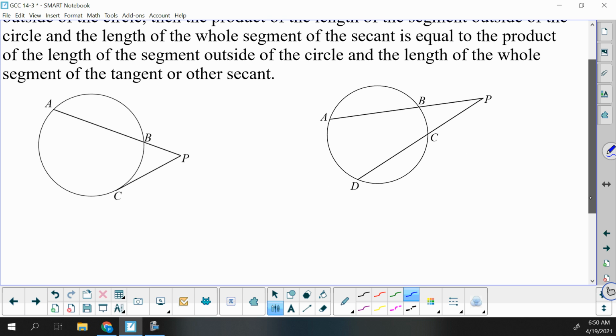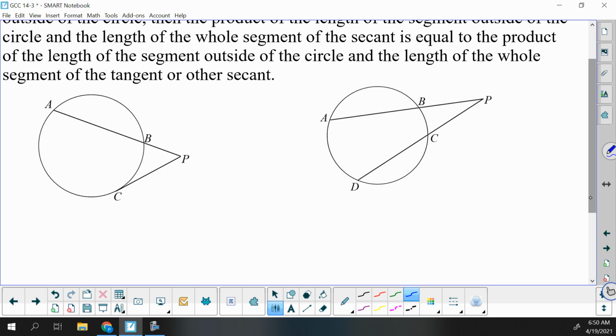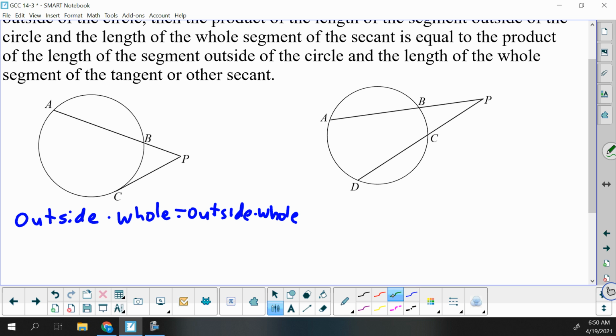In both of these cases, the setup that we will do is, in a given segment, you do the outside part times the whole, is equal to, in the other segment, the outside times the whole. And that'll be true over in this other one as well. We'll do outside times whole is equal to outside times whole.